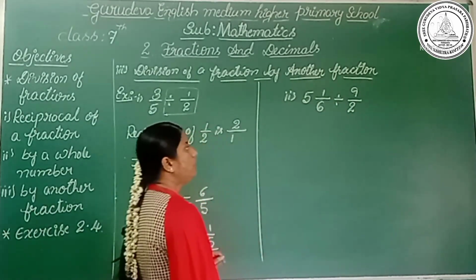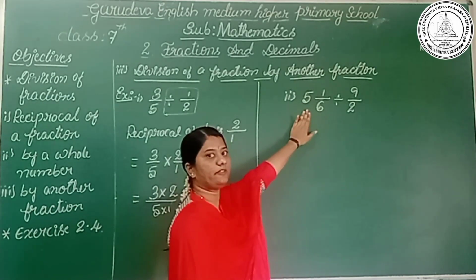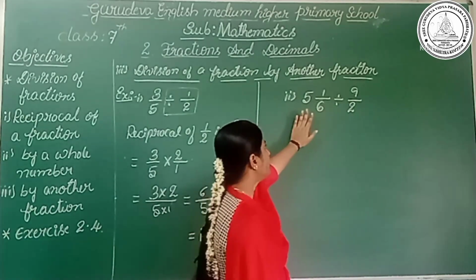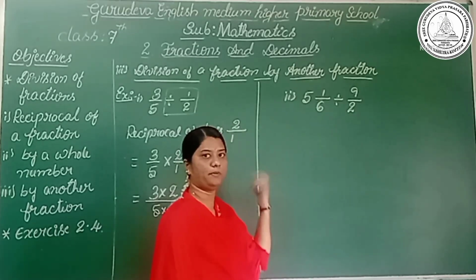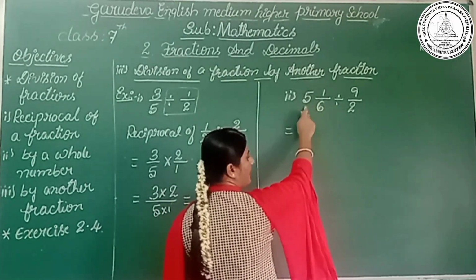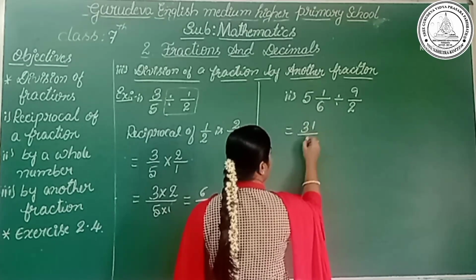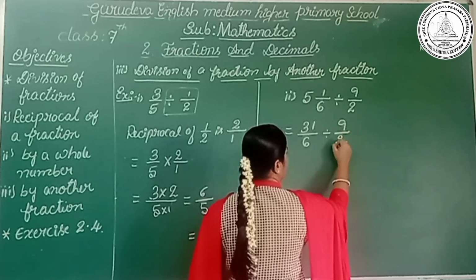Okay, then let's solve. Before solving, observe that here there is an improper fraction, and the other is also an improper fraction, but this one is a mixed fraction. We have to convert this into an improper fraction. So convert here, which is equals to 6 5s are 30, 30 plus 1, 31, divided by 6, and divided by 9 by 2 as it is.